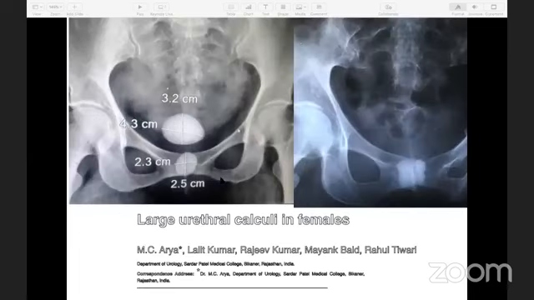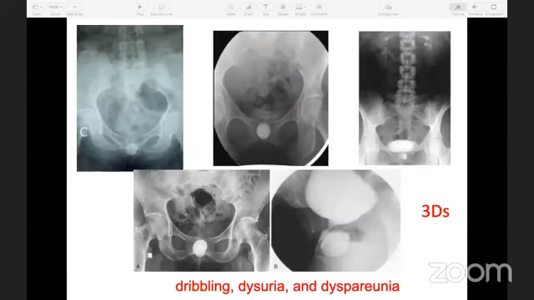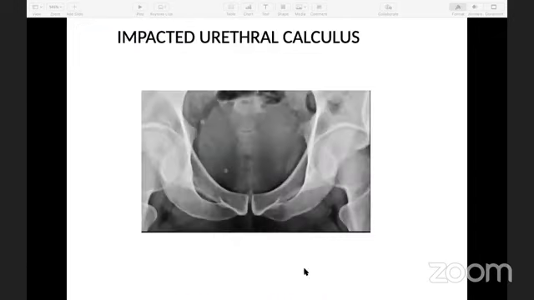Two X-rays showing impacted large ureteral calculi in females. These abnormal radiopaque shadows appear to be female urethral calculi, but from the last film it is evident that they are stones in urethral diverticula. Impacted urethral calculus with retention of urine.